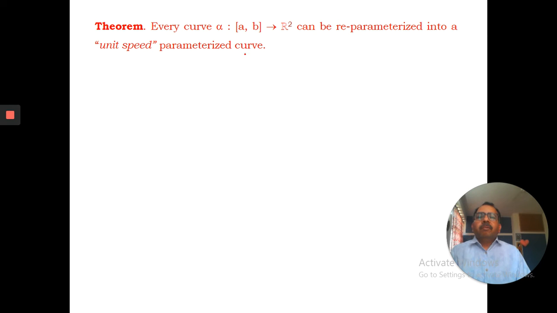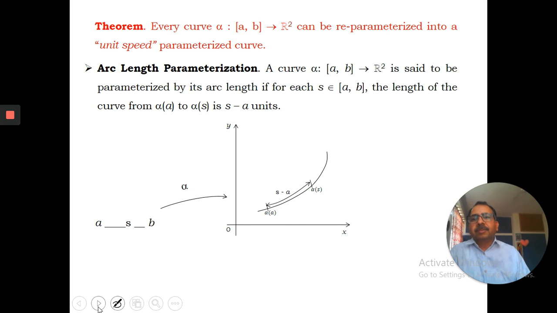Next theorem is every curve alpha can be reparameterized into a unit speed parameterization. I will not give a proof of this theorem, but it is very important that if you have any parameterization, we can find a new parameterization of the same curve, which is the unit speed parameterization. But I must tell you, it is not always easy to find a unit speed parameterization, but the theorem says the unit speed parameterization always exists.